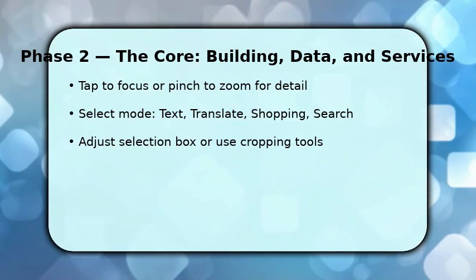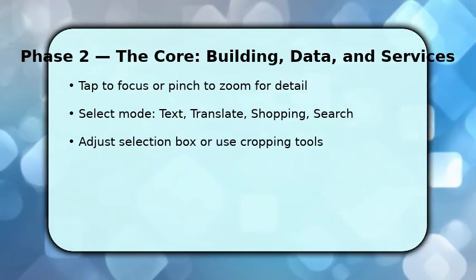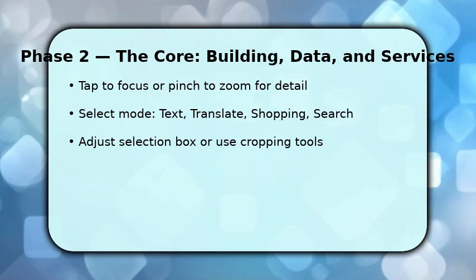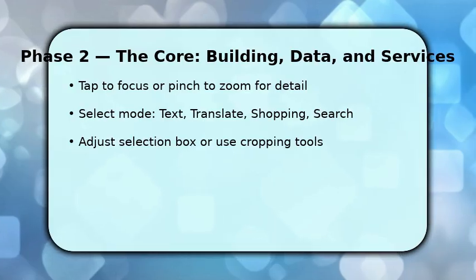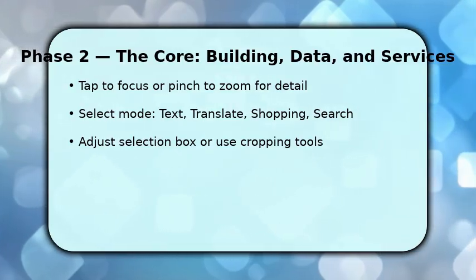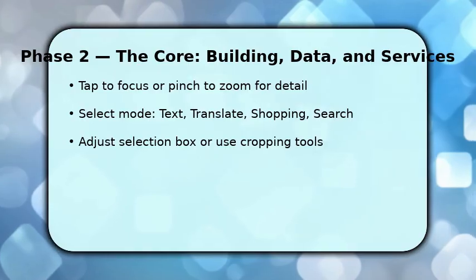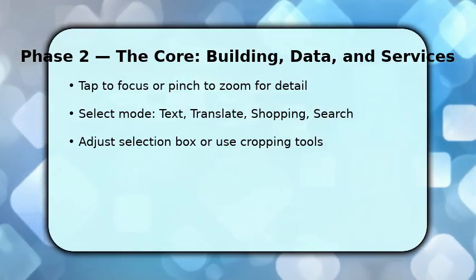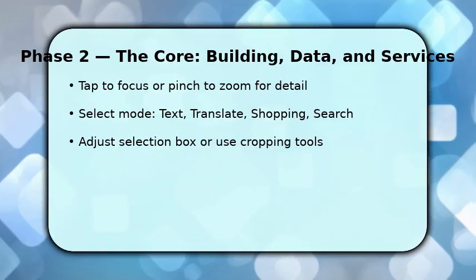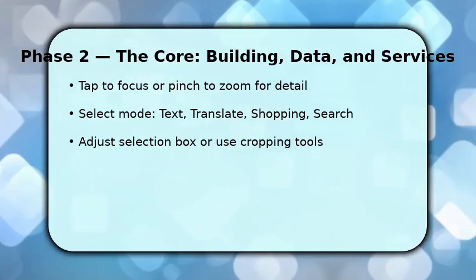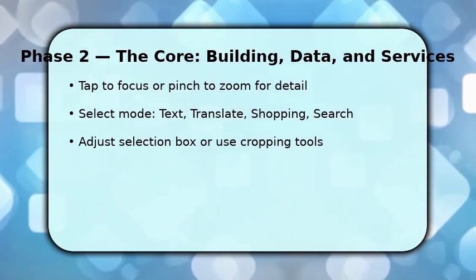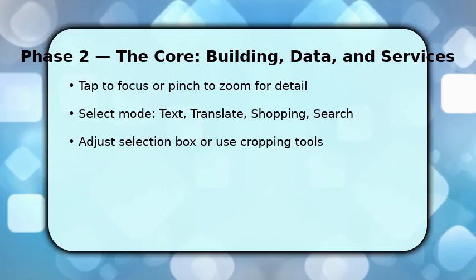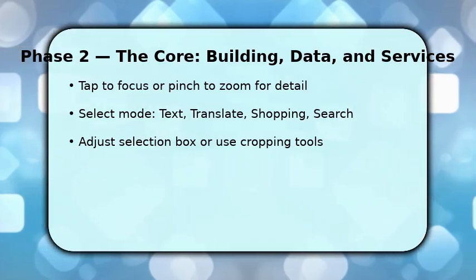You now capture and refine. Tap the shutter or let Lens auto-detect an element. After capture, choose the mode: text to copy, translate for language, shopping for products, or search for facts, because each mode runs different recognition models. Use the selection handles to crop the area you care about, highlight words, or tap similar items. This narrows results and speeds up matching. If results seem off, try a wider shot, alternate angles, or enable higher resolution.